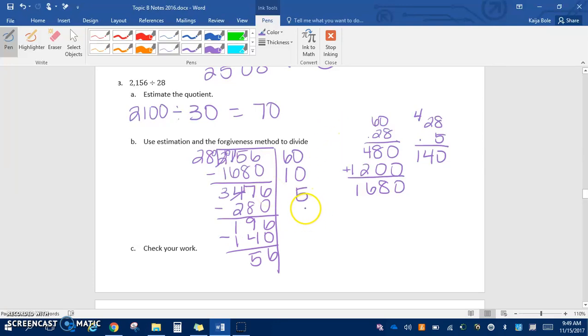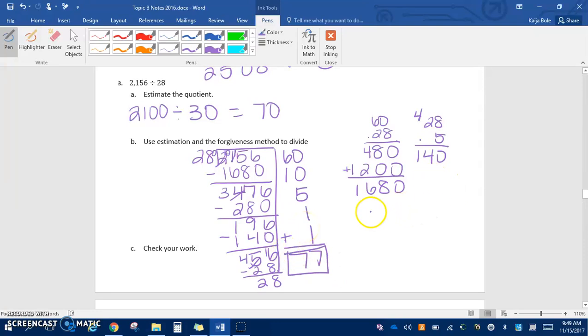And then, let's see, let's try 1. If we subtract 28, we get, if we borrow, 4. We end up getting 28 again, which means we'll have to take out one more 1, which will get us down to 0. I ran out of room here. So if we add these up, 5 plus 1 is 7, and 6 plus 1 is 7. So our actual answer is 77.